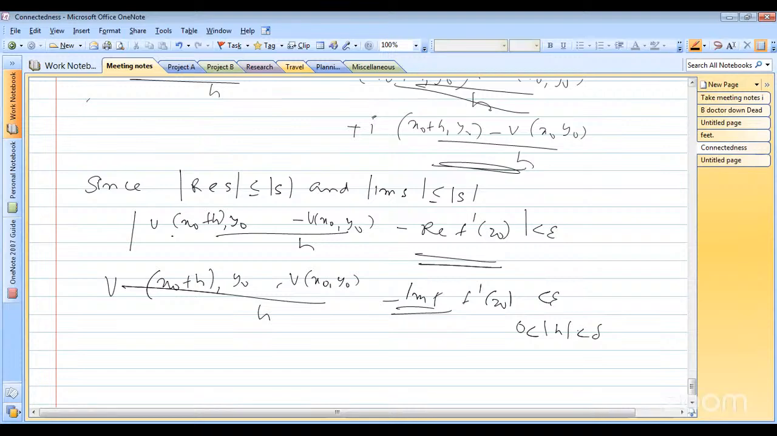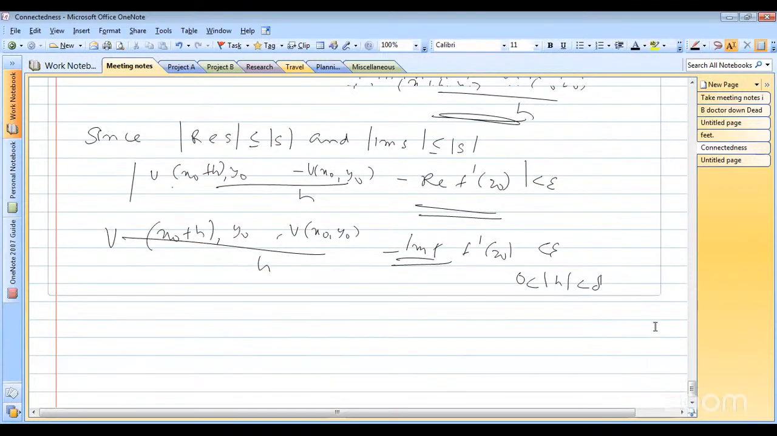What we are taking here is u of x naught plus h, y naught minus u of x naught, y naught, plus, for the imaginary part, v of x naught plus h, y naught minus v of x naught, y naught, divided by h. Both the values we are writing, but even so, these are the conditions we have to prove here.